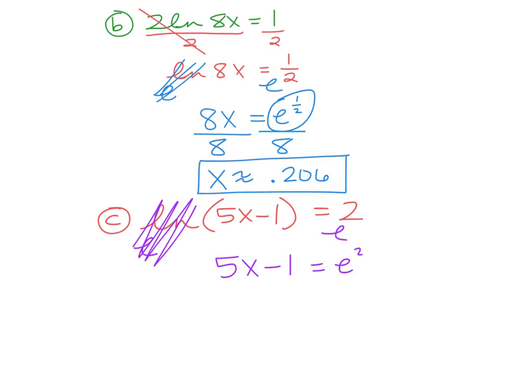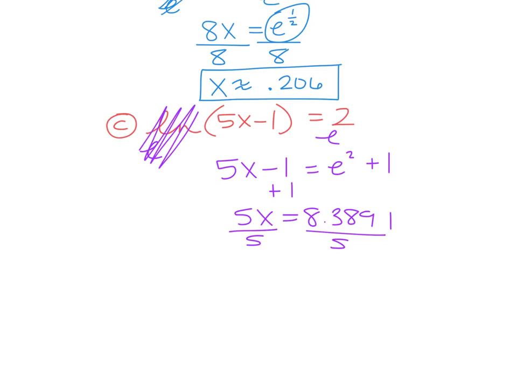And again, you may leave this in your calculator. Maybe you just want to plug e to the second in. So e to the second is 7.3891, okay? Then you're going to add 1 to that. So add 1 on your calculator, hit enter just for the sake of not making a silly mistake. So right now you have 5x equals 8.3891, and then you're going to divide by 5. So x is approximately 1.678.